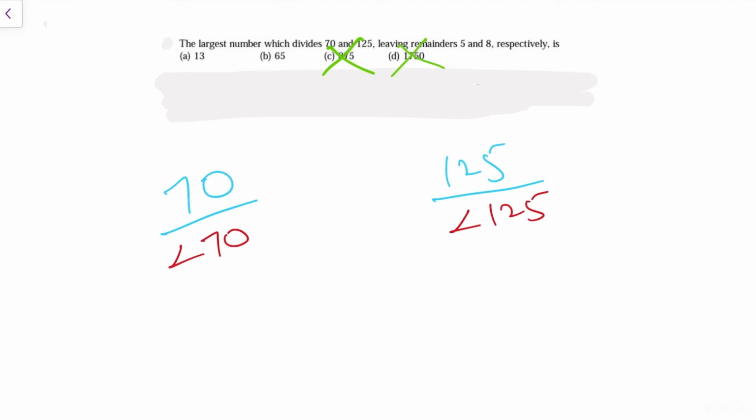Now from these two, which one will be the correct option? So I am taking the first option and I'll check. 13 and 70 I am taking. 13 table I am taking first.